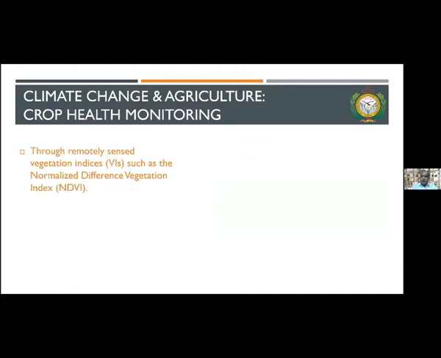There is one option. It's called vegetation indices, VI. One of the most common vegetation indices is the normalized difference vegetation index, NDVI. That can be estimated from satellite images. It's based on the ratio of reflectance values of crops in the visible and near infrared region.